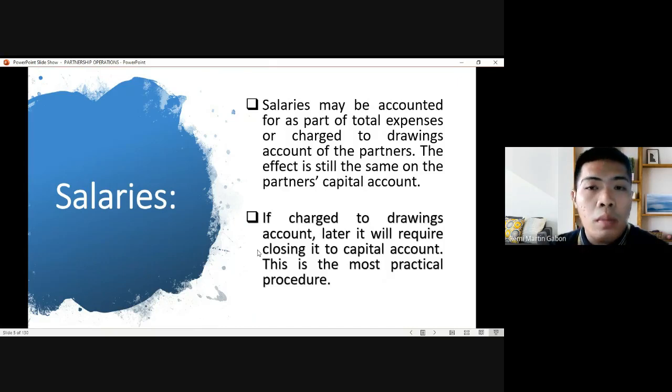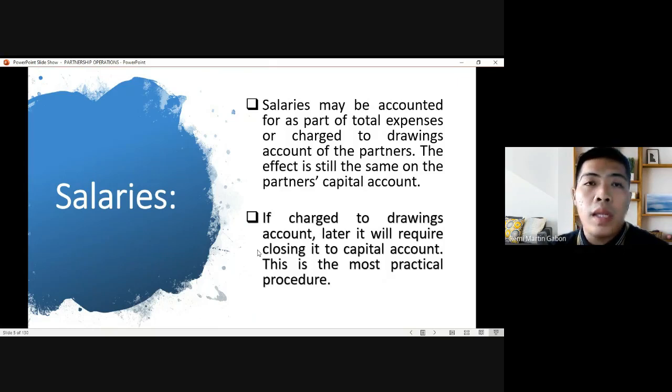Although the most common practice in accounting for distribution of salaries, since we are referring to profit distribution, is that salaries should not be considered as an expense. Rather, they are charged to drawing accounts. Temporarily, they are being charged to drawing accounts and later on will be closed to the capital account.